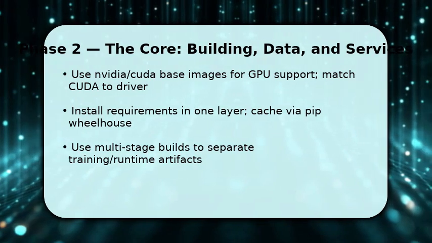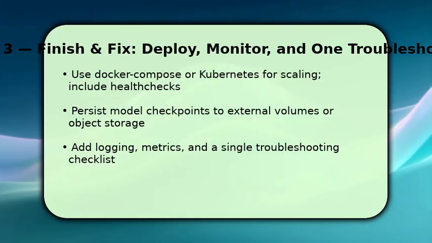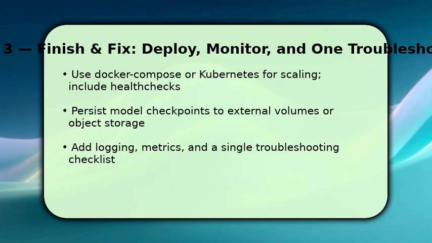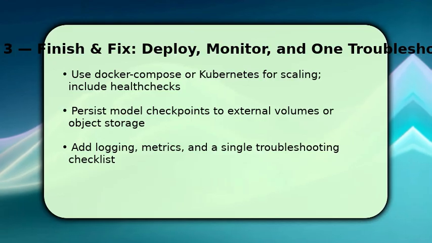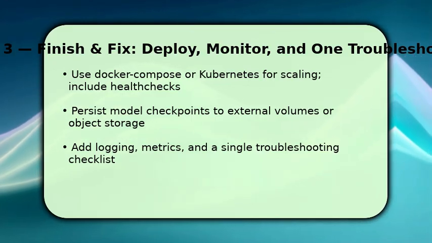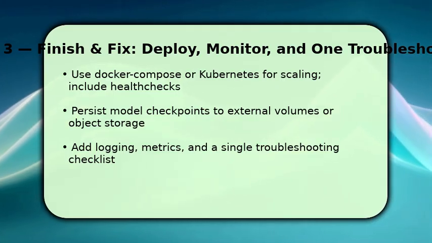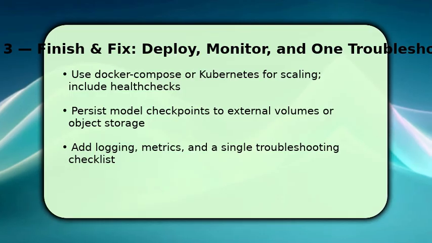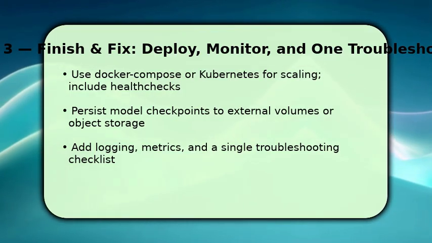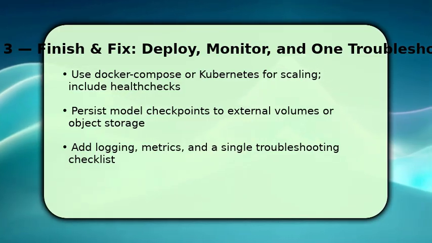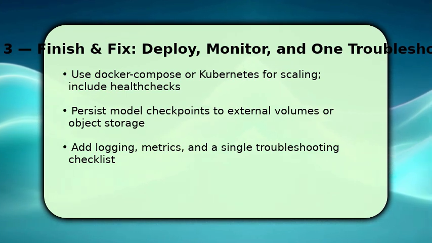You finalize by orchestrating containers. Define services in Docker Compose or Kubernetes with resource limits, health checks, and persistent volumes for checkpoints. Test end-to-end. Run a short training job, verify outputs, then validate inference endpoints. Make sure to add structured logs and basic metrics so failures are visible. If things go wrong, check container logs first, then GPU visibility and dependency version mismatches. One quick tip: rebuild without cache to force a clean dependency install and rule out stale layers.